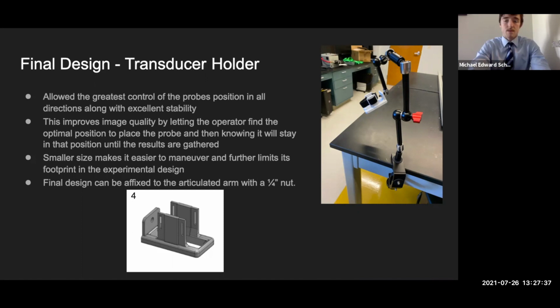Onto the final design of the transducer holder. It allowed for the greatest control and was stable in all planes of movement, which allowed for the greatest image quality to be gathered. Its smaller size also made it easier to maneuver and limited its impact on the readings. Additionally, it could be affixed to the articulated arm with just a 1/4 inch nut.